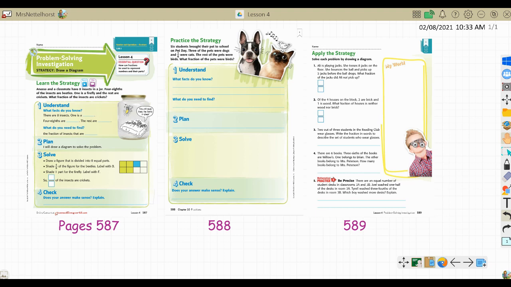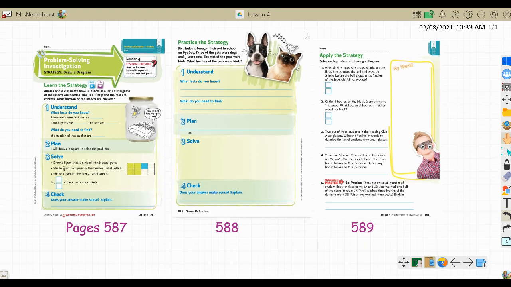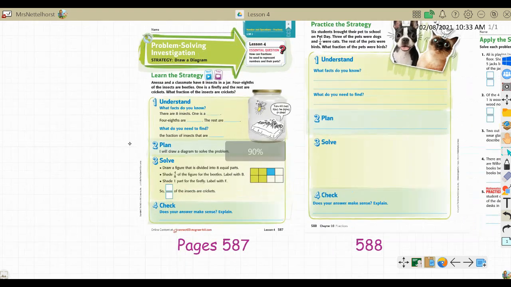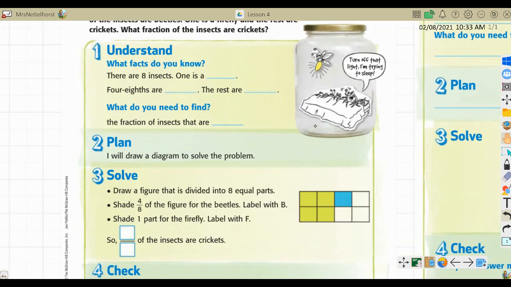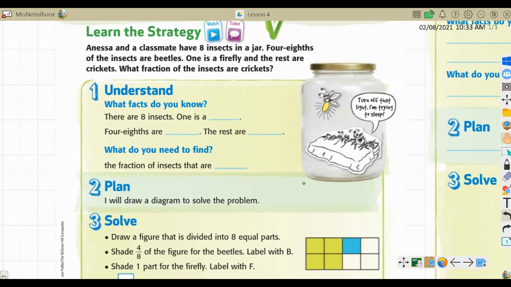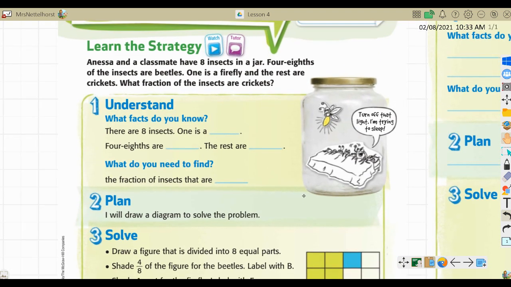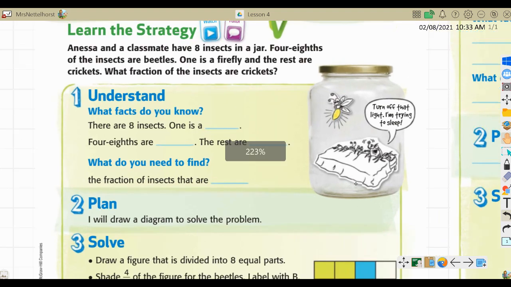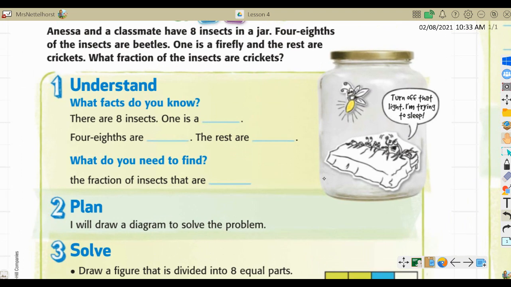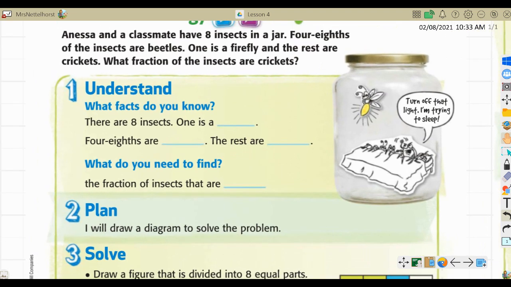So let's get started with page 587. Make this nice and big so we have less distractions on the screen and so that you can see it well. So we're going to learn this strategy of drawing a picture. Anessa and a classmate have 8 insects in a jar. Let me go a little bigger here. There we go. 4/8 of the insects are beetles. 1 is a firefly, and the rest are crickets. What fraction of the insects are crickets?